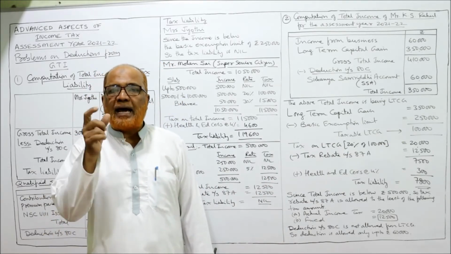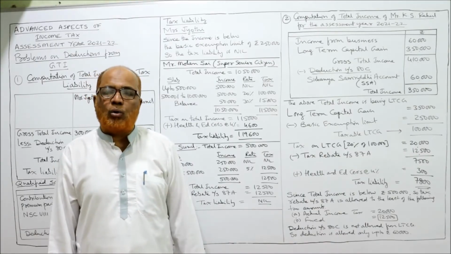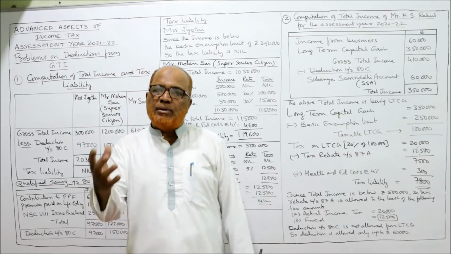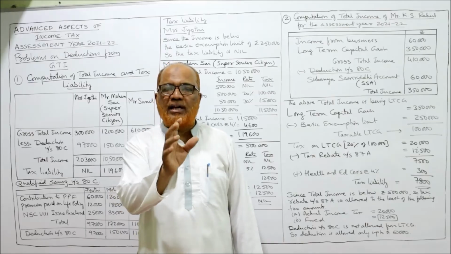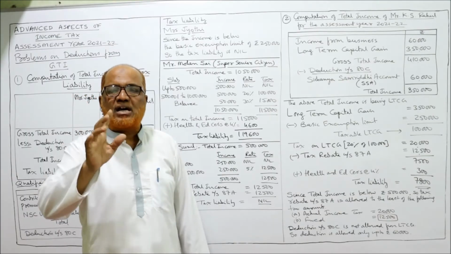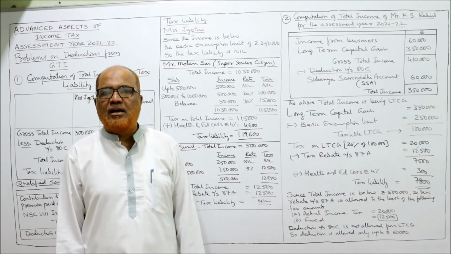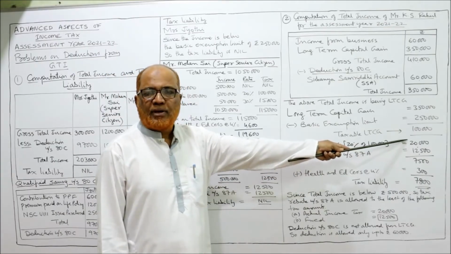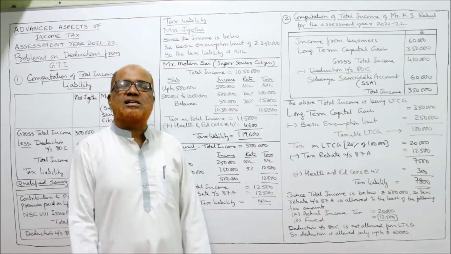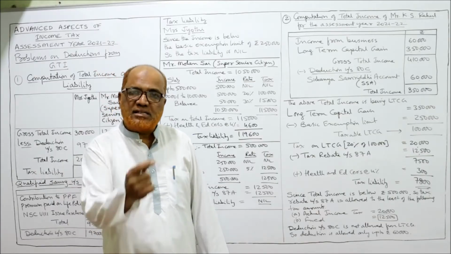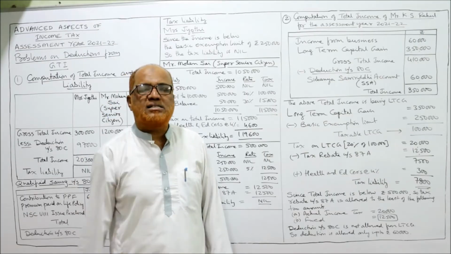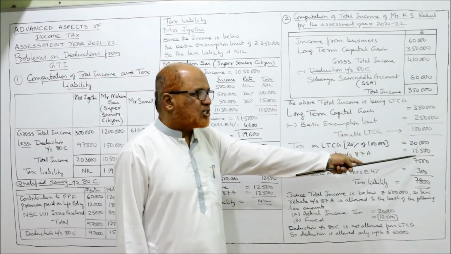From this, tax rebate under section 87A will be allowed because the total income is below 5 lakh. So tax rebate under section 87A is allowed to the least of the following two amounts: actual income tax or fixed amount of 12,500, whichever is least. Actual income tax is 20,000. But the maximum amount allowed under section 87A is 12,500. That is given by the Income Tax Act. So 20,000 or 12,500, whichever is less, will be allowed as deduction. So 12,500 will be allowed as deduction.